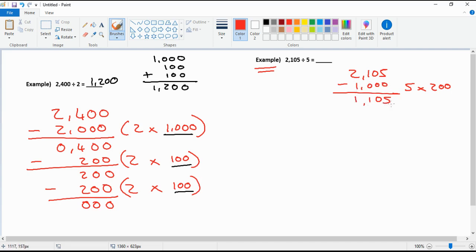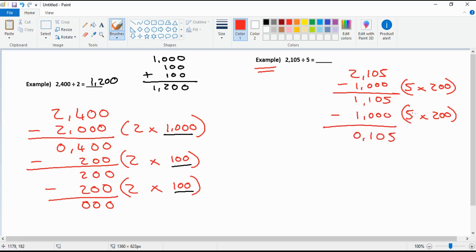Well, if 1,105, I can do the same as above here and subtract another 1,000. I get that 1,000 by multiplying. Should have had these in brackets. 5 times 200. That's another 1,000. I subtract again.